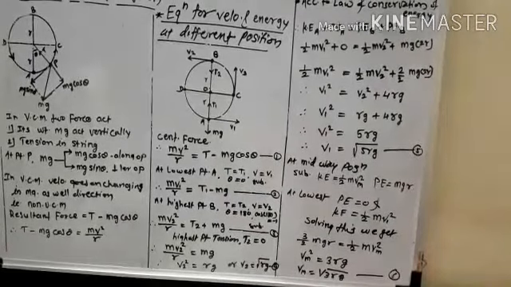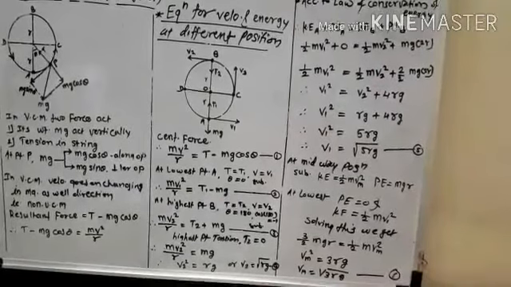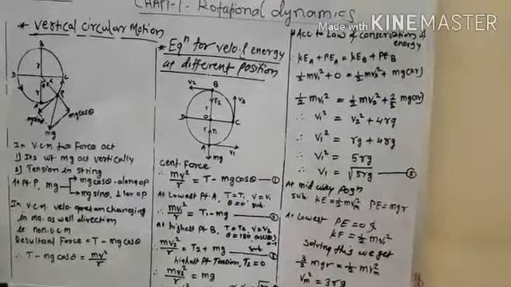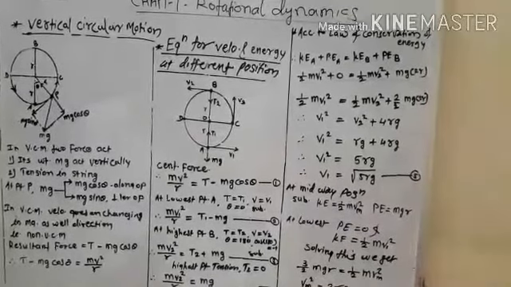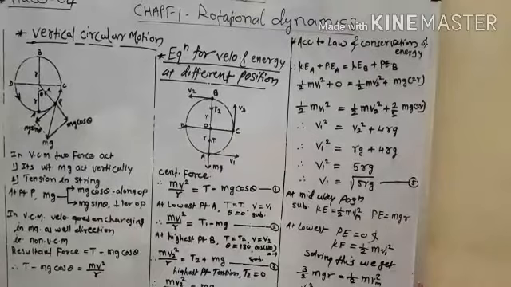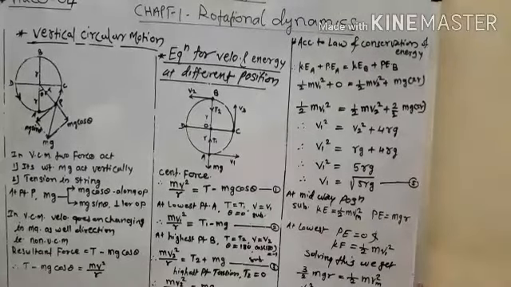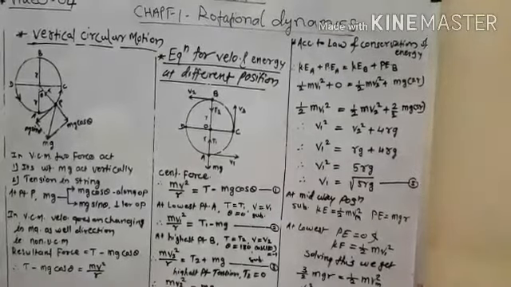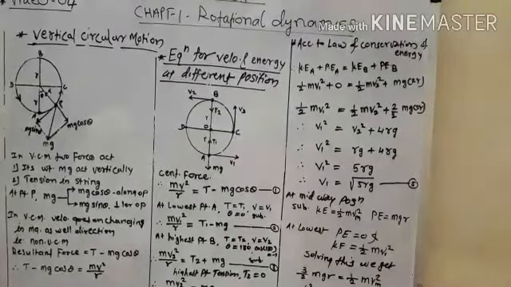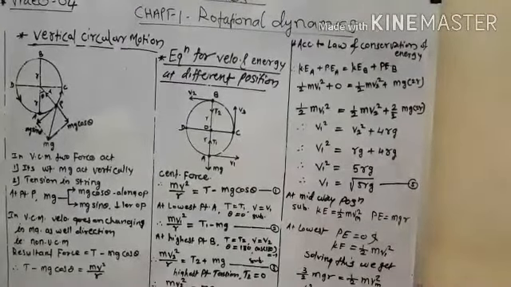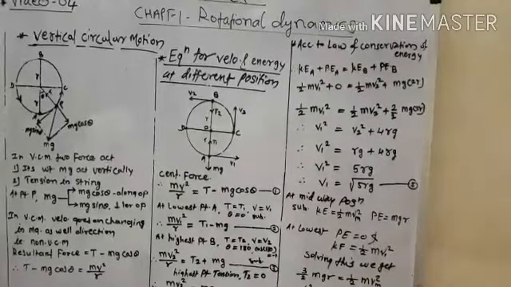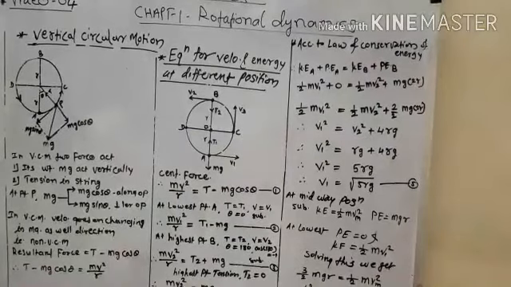What is the representation of equation 4? This expression gives the minimum velocity which the body possesses at the highest point so that the string does not slack in vertical circular motion. If the velocity at the highest point is less than root gr, then the string will be slack and the body will not be able to continue in vertical circular motion.